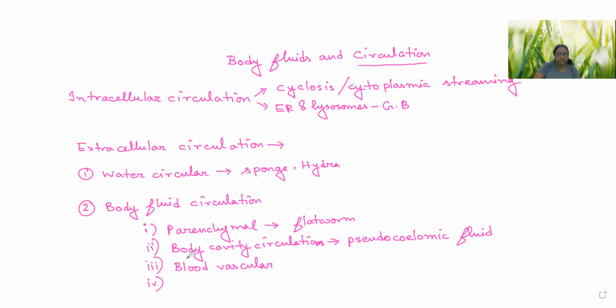Apart from the blood vascular system, we have a second vascular system, known as the lymph vascular system or lymphatic system. Understood? It has a white fluid called lymph, and its main function is to give us protection against diseases. All vertebrates have this lymph vascular system. Understood?